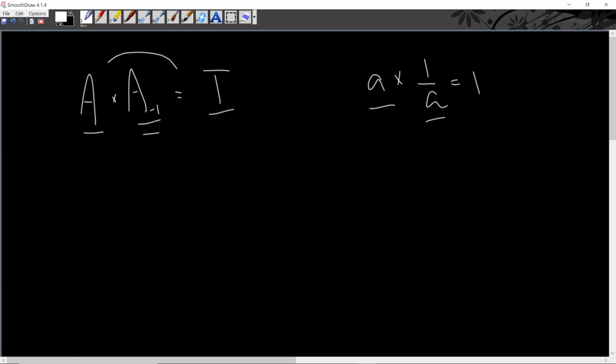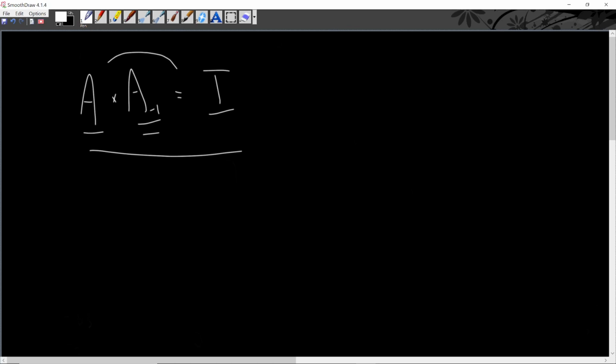Even though we can't divide as we normally can, we can do this operation to get the identity matrix. And again, it's going to be like A divided by A equals 1, even though we're not technically doing division. So let's try and find the inverse of one of these matrices.